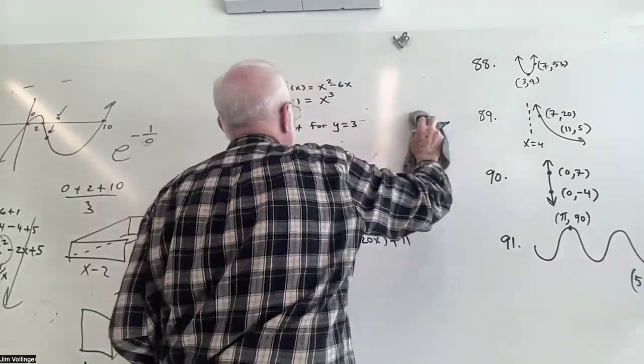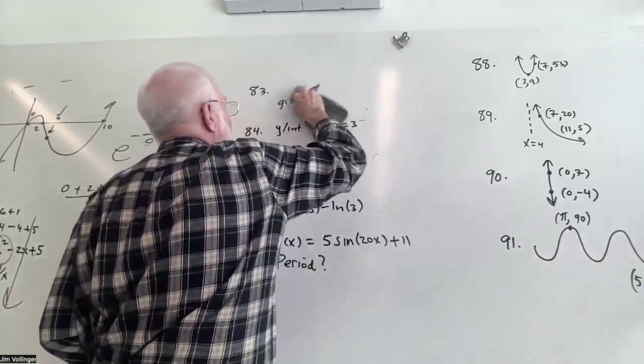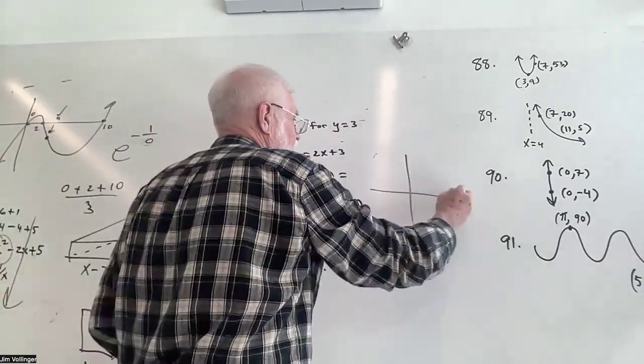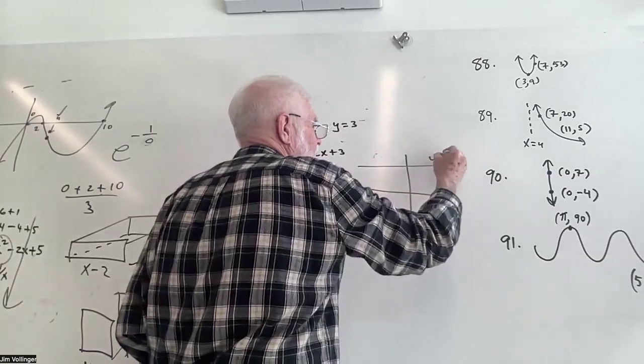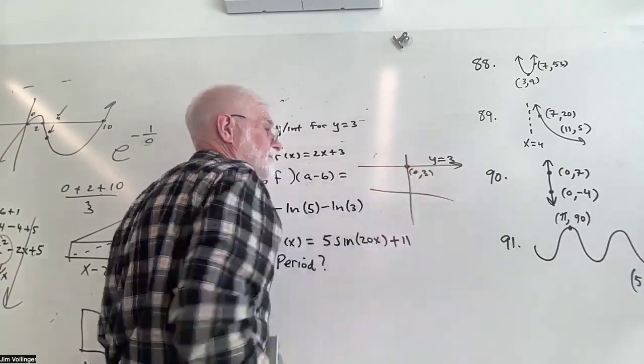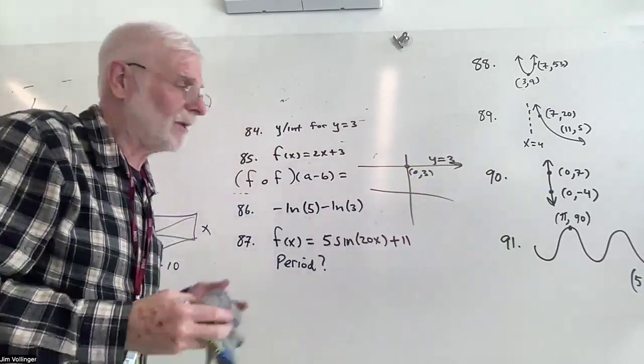And the graph seems to bear that out. What's the y-intercept for y equals 3? I don't know why I asked that question, but there's the graph of y equals 3. Sure looks like it's (0, 3). Not quite sure I wanted to ask that, but I did.